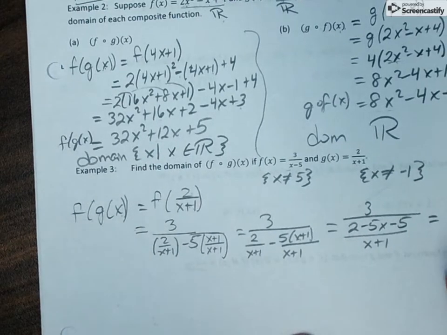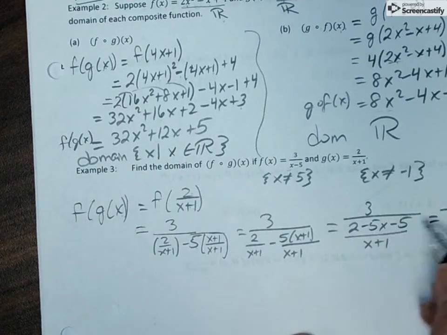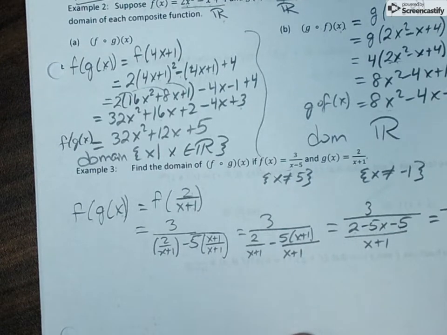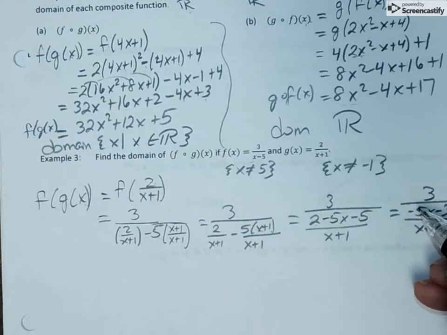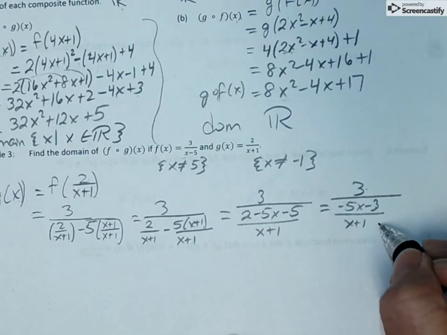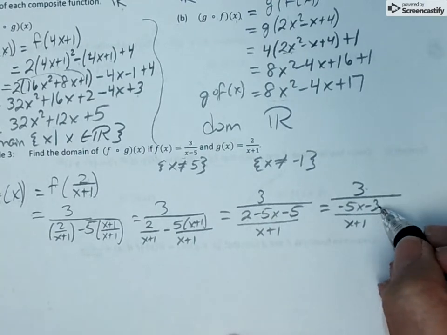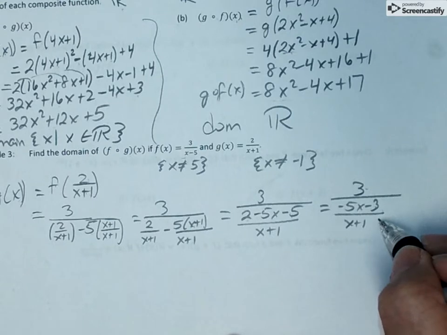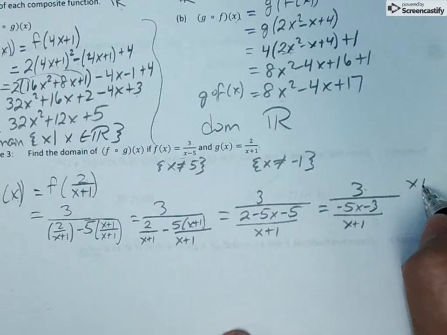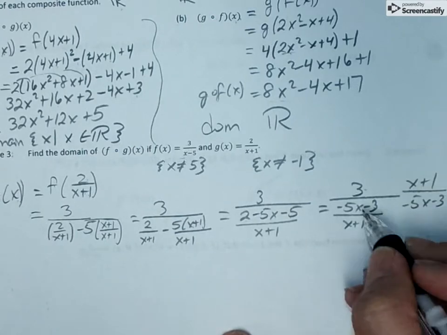Okay, let's go ahead and, again, combine these. So I've got a -5x. 2 minus 5 is a -3. This is still over x plus 1. So I have a whole number divided by a fraction. And when we divide by a fraction, I've got to take the reciprocal of it. So I need to turn it upside down. So turning it upside down is going to be x plus 1 over -5x minus 3.